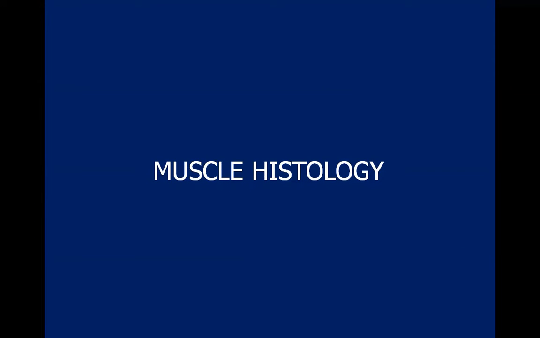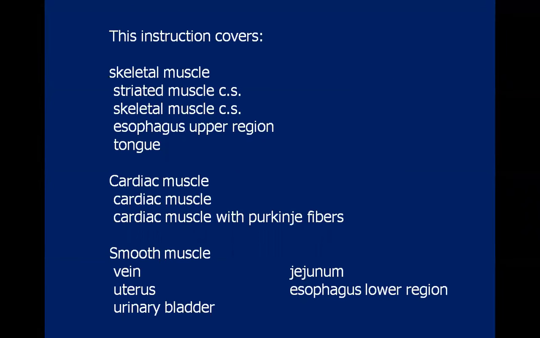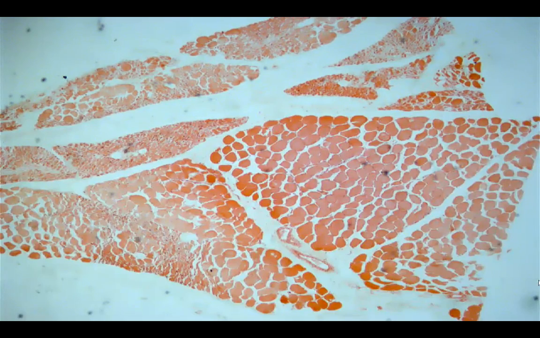We are going to talk about muscle histology for this meeting. This instruction would cover the three muscle types, which would be the skeletal muscle, the cardiac muscle, and the smooth muscle with the following slides. Okay, so now let's start with the skeletal muscle.